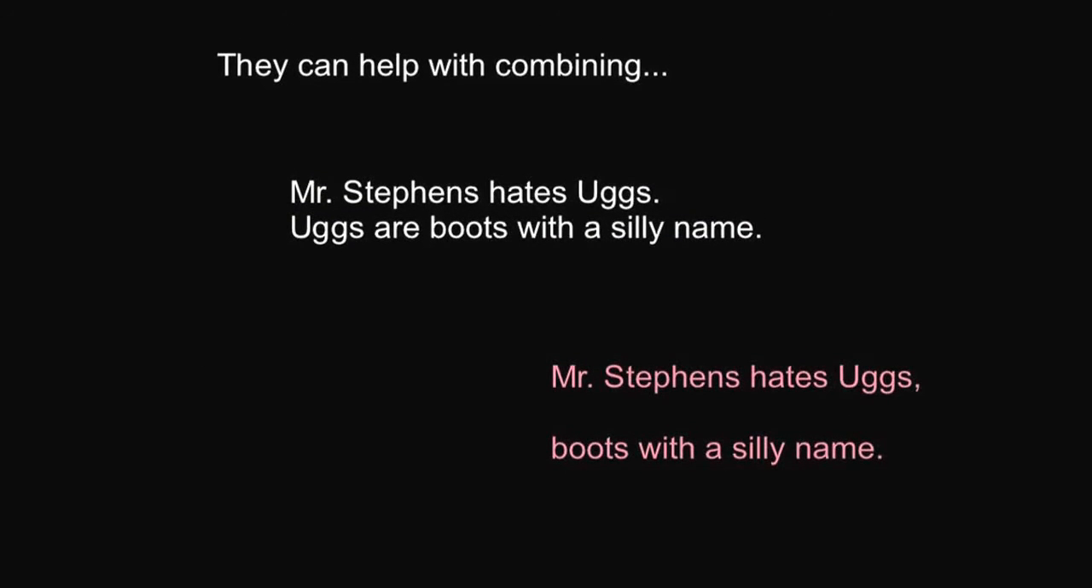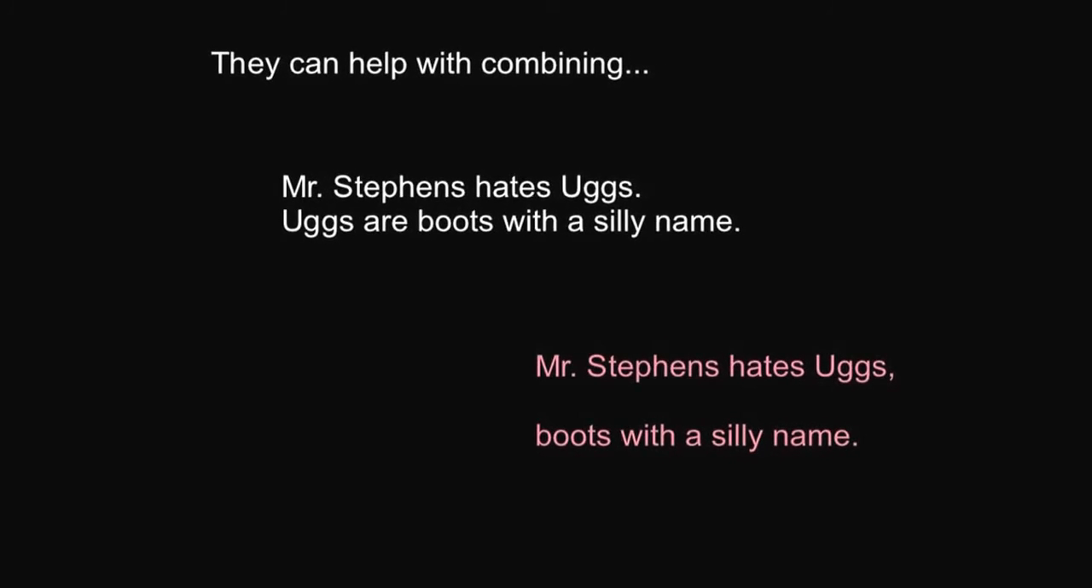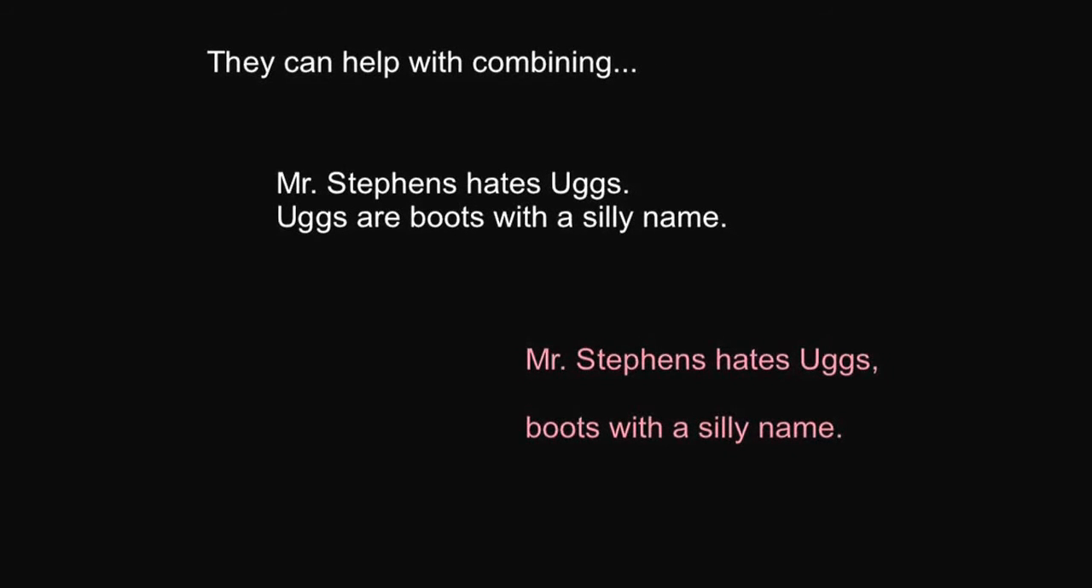So it's great that we know the names of these tools like preposition and appositive, right? So prepositional phrases are great because they give you more details. Appositive phrases are really nice because they can really help with combining. Some of you, as we're reading your writing, have a lot of short, choppy sentences that are about the same thing. So if I was writing a paper about how much Mr. Stevens hates Ugg boots, because he does, I might have a sentence that said, Mr. Stevens hates Uggs. I might have another sentence that explains what Uggs are. Uggs are boots with a silly name. Well, I can combine those. Mr. Stevens hates Uggs, boots with a silly name.